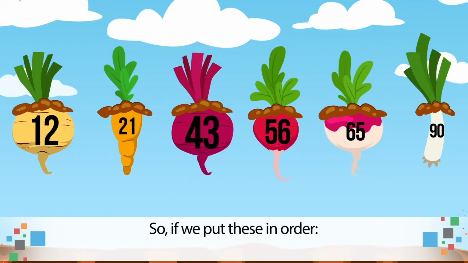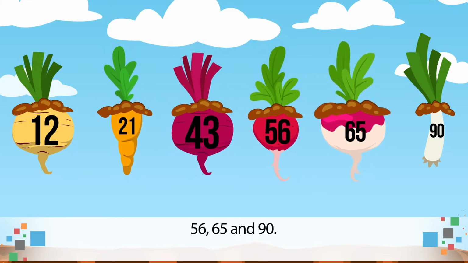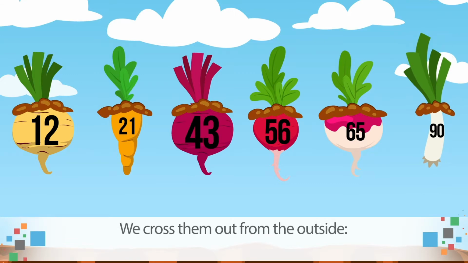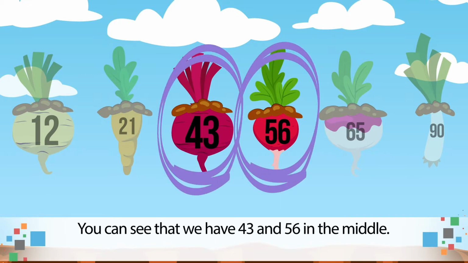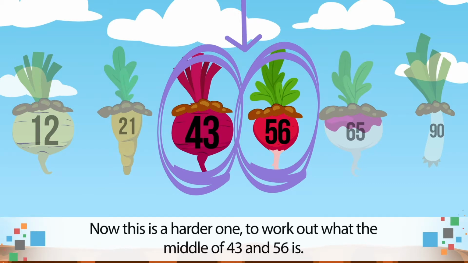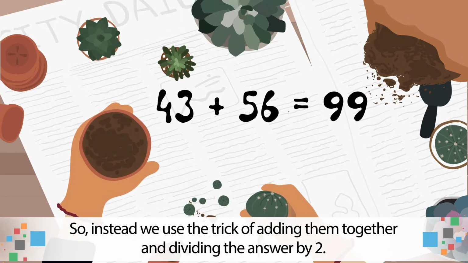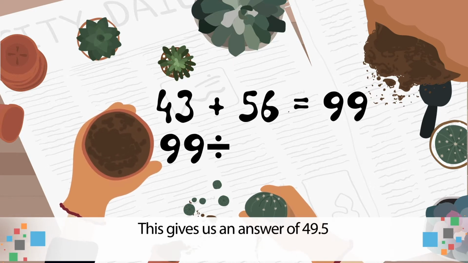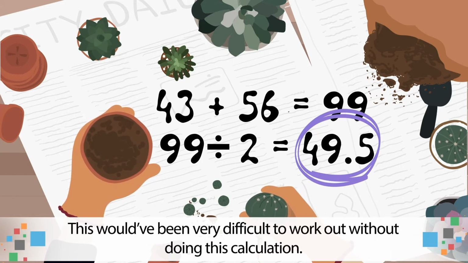So if we put these in order, 12, 21, 43, 56, 65, and 90, we cross them out from the outside, 12 and 90, 21 and 65. You can see that we have 43 and 56 in the middle. Now this is a harder one to work out what the middle of 43 and 56 is. So instead we use the trick of adding them together and dividing the answer by 2. This gives us an answer of 49.5. So 49.5 is the median. This would have been very difficult to work out without doing this calculation.